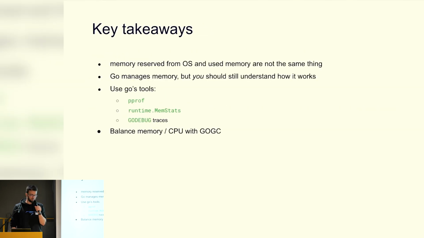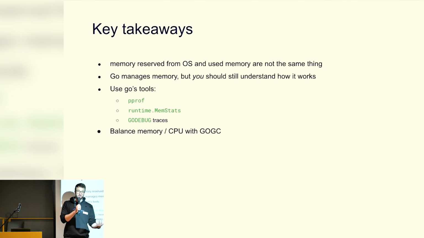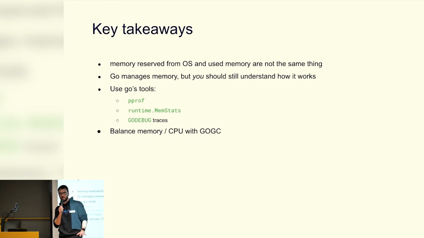Okay, so some takeaways from the presentation. The memory which is reported as used by the operating system is not the same as what the application is actually using. I hope the difference is kind of clear now, also why the garbage collector does it. And Go manages the memory for us, but I think we should still at least a little bit know what's happening under the hood, so that you don't end up like me spending 2 days pulling your hair out.